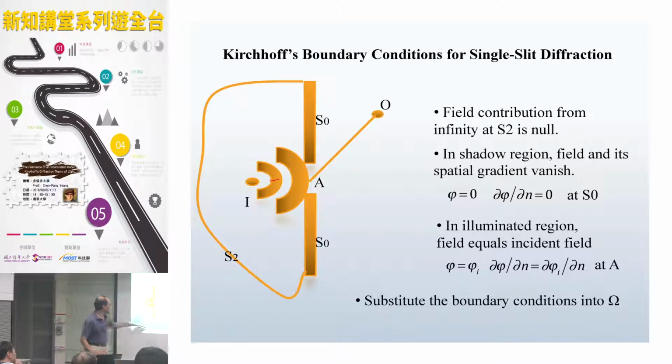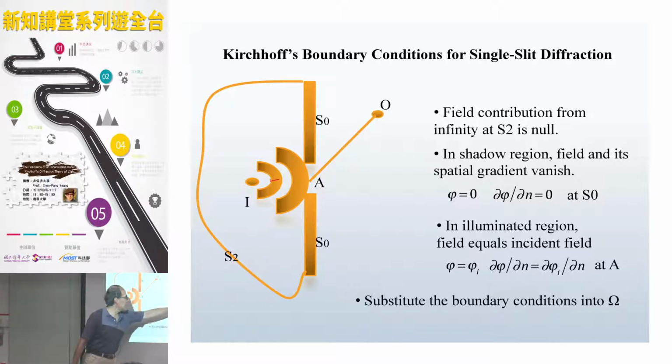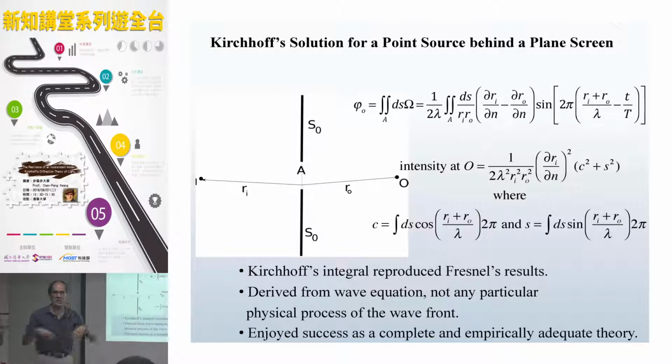Okay. So these are the important boundary conditions. At S0, phi and its first order derivative equal 0, and at the aperture A, phi and its first order derivative equal their counterpart for incident fields, right? As if there's no aperture, as if there's no screen at all. Now you have the boundary condition, you substitute it into the form over here, and you get this, right?